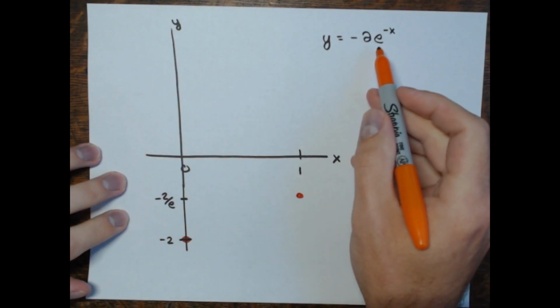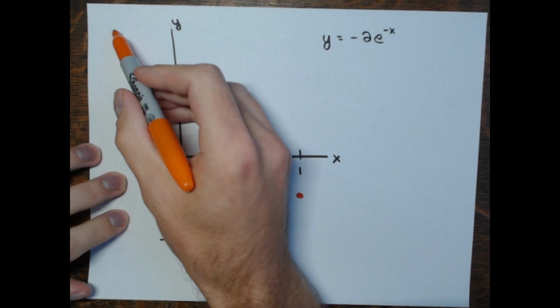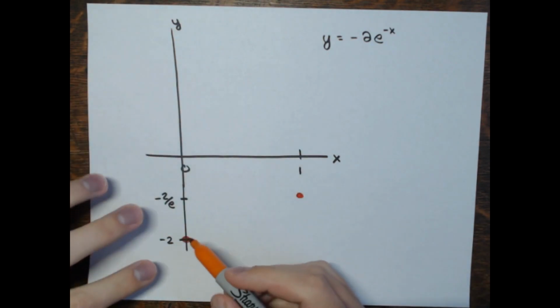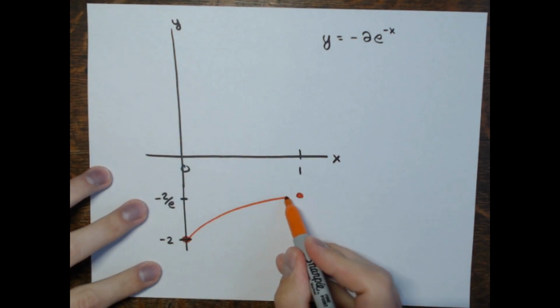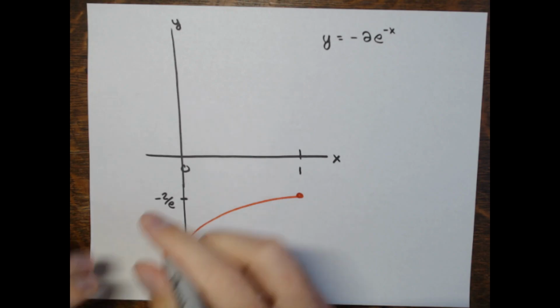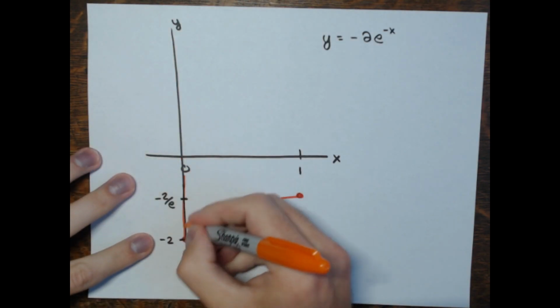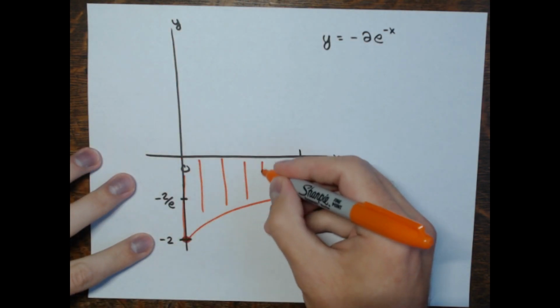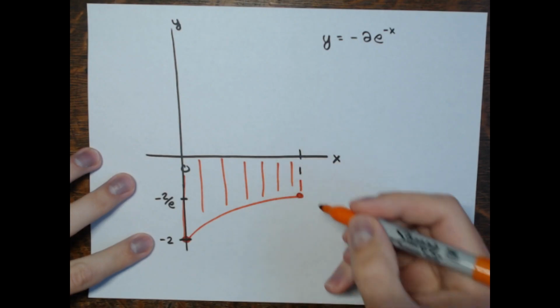And it's an exponential. e to the negative x is like this, but then it's multiplied by negative 2. So we flip that over to something like this. There's our curve. And we're going again to the x-axis over this interval from 0 to 1. So here's the region being talked about.